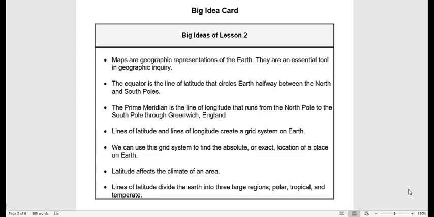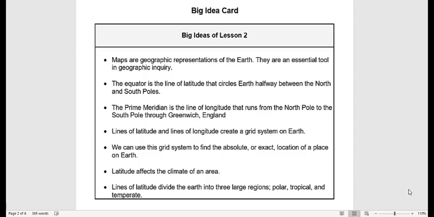So big ideas of lesson 2. Please follow along as I read each of the bullet points. Bullet point 1. Maps are geographic representations of the Earth. They're an essential tool in geographic inquiry. And remember, early on in the school year, we did a lot of work with maps, getting a better understanding of the geography around us, the geography around the world. And we looked at maps as a tool that geographers use to help us answer specific geographic questions or do geographic inquiry, right?